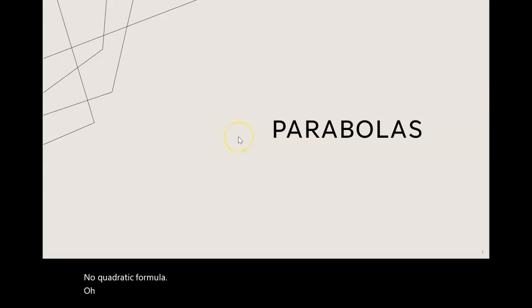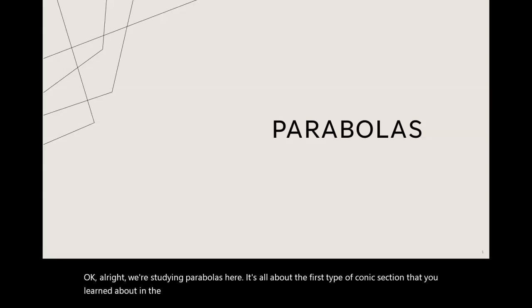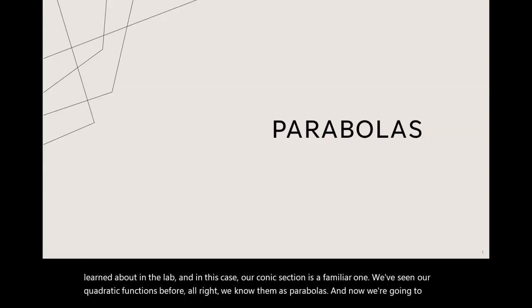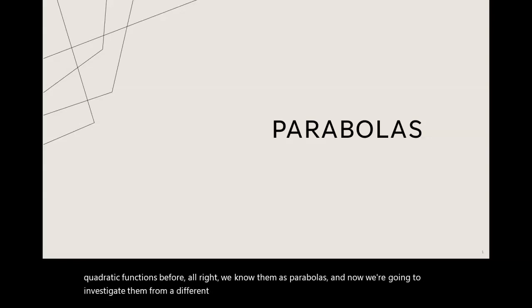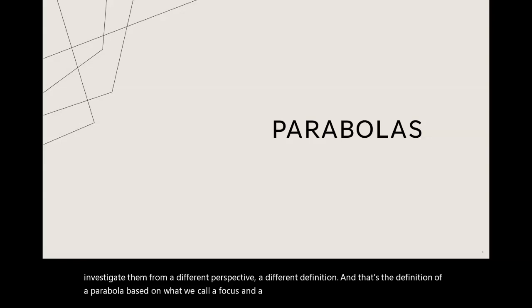All right, we're studying parabolas here. It's all about the first type of conic section that you learned about in the lab. And in this case, our conic section is a familiar one. We've seen our quadratic functions before. We know them as parabolas, and now we're going to investigate them from a different perspective, a different definition. And that's the definition of a parabola based on what we call a focus and a directrix, a line and a point. So let's take a look at what we're going to explore today.